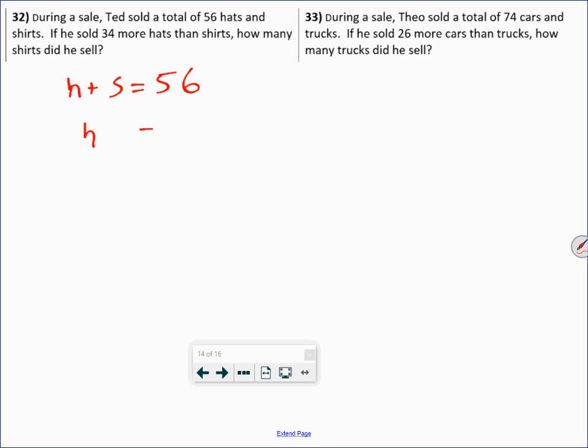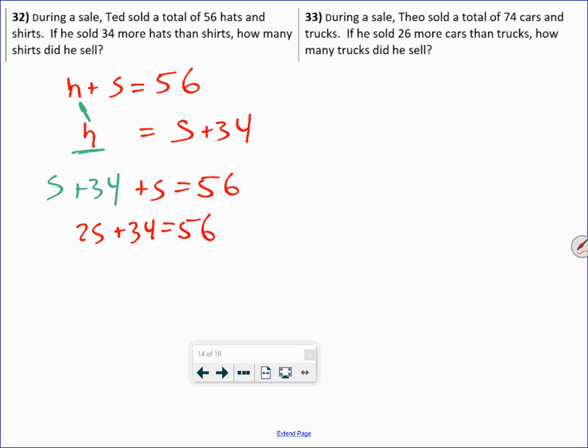Then he sold 34 more hats. So in order for these two sides to be equal, we have to add 34 to the shirts, because if we had 34 plus shirts, then they would be equal to the hats, since he sold more hats. Now we can just use substitution. So this will be s, because this h we'll sub in for there. So s plus 34 plus s equals 56. So that'll be 2s plus 34 equals 56.